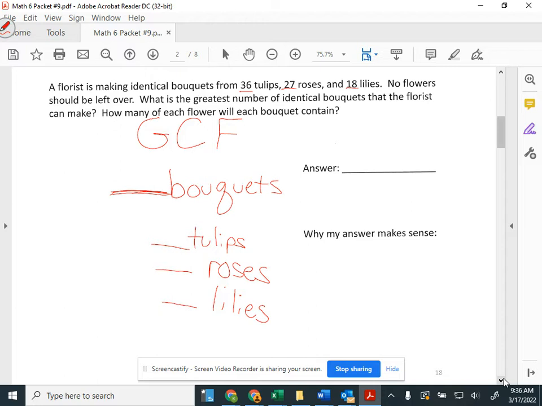You should tell me how many bouquets we'll have, and then how many of each flower will be in each bouquet.